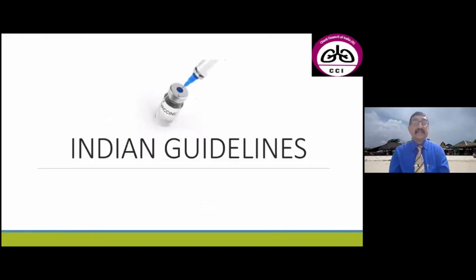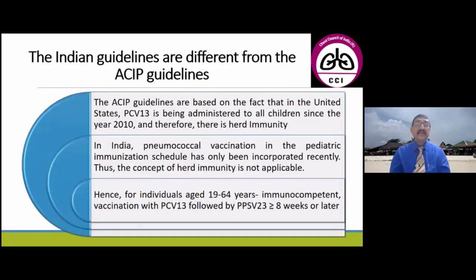What are the Indian guidelines? Because there were Indian consensus guidelines which came out in 2020. It was the brainchild of top pulmonologists of India. So there is a slight tweak or difference between the Indian guidelines and the ACIP guidelines. The ACIP guidelines are based on the fact that in the United States, PCV13 has been administered to all children since the year 2010, and therefore there is herd immunity, because as per the ACIP recommendation in the USA, all children are being vaccinated with PCV13 after the year 2010.